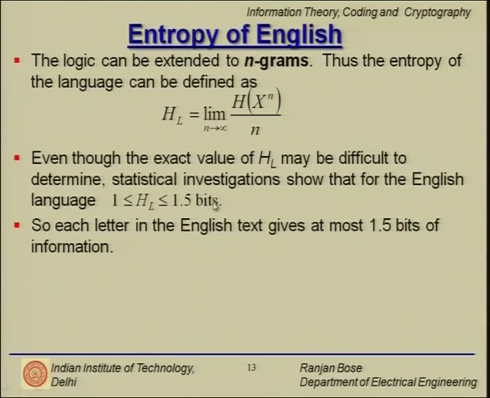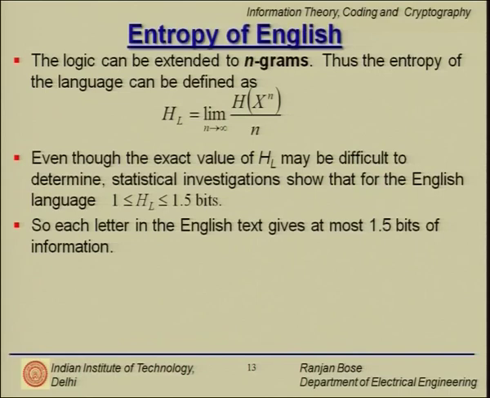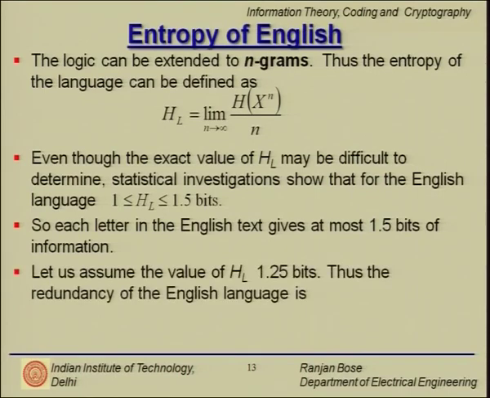This is very interesting. So, each letter in English text really conveys only 1.5 bits of information, right. If a word is 6 letters long, it is only 6 into 1.5 bits is the amount of information it conveys. Bits is a unit of information. So, since it lies between 1 and 1.5, for the sake of discussion, let us assume that this H(L) is 1.25 bits. Then really what is the redundancy of English language?